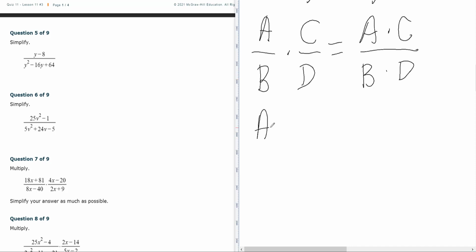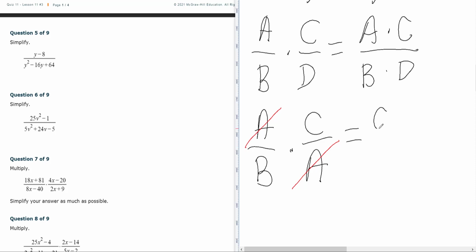However, if you have common factors, a over b times c over a, even if those factors are not directly on top of each other, if one factor in the bottom is identical to a factor in the top, you can reduce before you multiply.